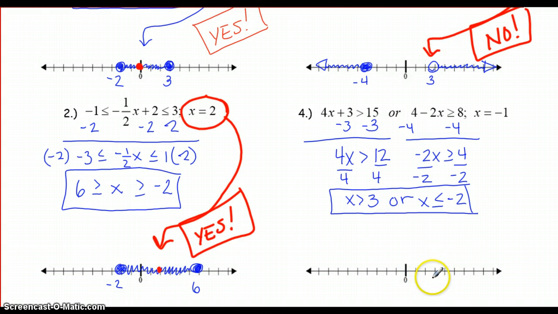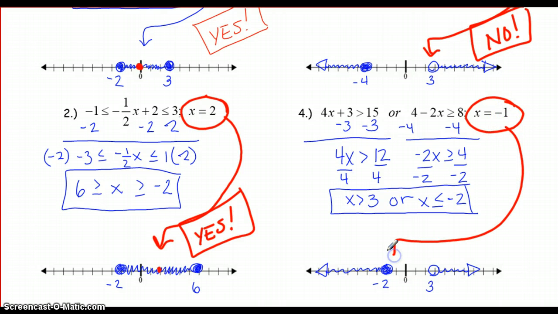So we're going to go ahead and graph it. X is greater than 3. Here's 3 with an open dot. And then we're going to go to negative 2, and we have a closed dot on negative 2. We want values less than negative 2. All right, now let's take a look at that value. X equals negative 1. Well, negative 1 is right there, and that does not fall in our solution region. So our answer is no.